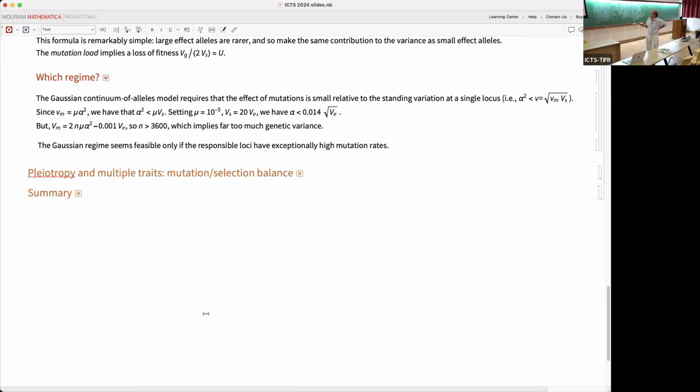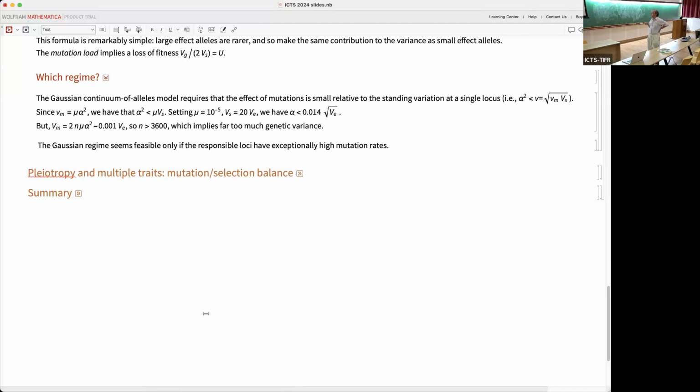But then we say, well, you know that Vm is just 2n times mu alpha squared. We know what that is. So now we've got a constraint. We have to have at least 3,600 loci, right, in order for the effect of each locus to be small enough to fit the assumption. But we've already calculated somewhere up above that to explain heritability of around a half with this model, we need 25 loci. So there's a contradiction in there, right?